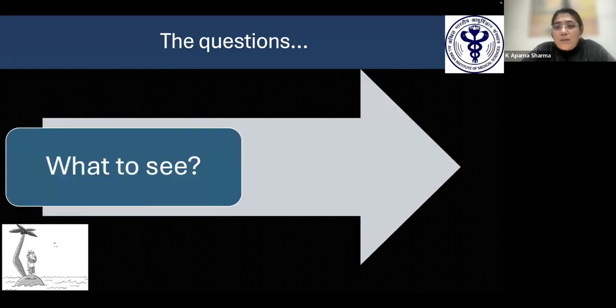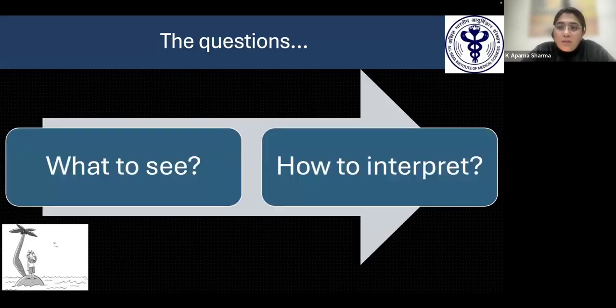So what are the questions that come to our mind when we are actually doing a scan in the first trimester? What do we actually need to see? And we know that eyes do not see what the mind doesn't know. So first of all, we have to know what we want to see. And then what we have seen has to be interpreted, because we might be seeing something which is absolutely abnormal, but we are not able to do it.